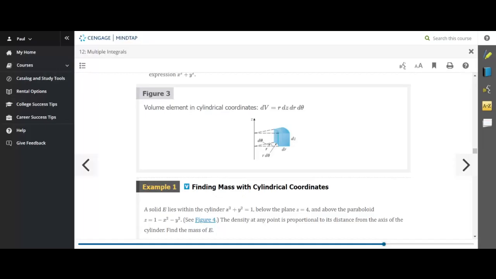Yeah. So this is the volume element in cylindrical coordinates. Remember, every one of these triple integrals, you have a dV involved, right? So for instance, in rectangular coordinates, dV was equal to dz dy dx, or dz dx dy, or dy dx dz. You know, you had 6 different orders there.